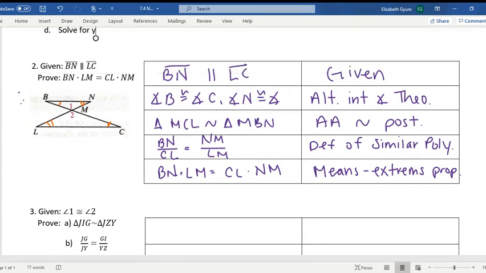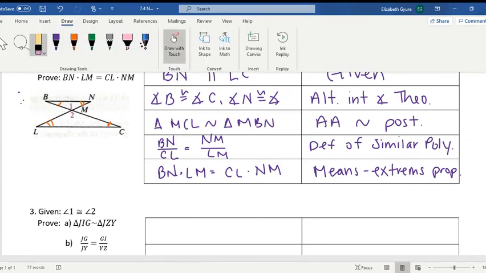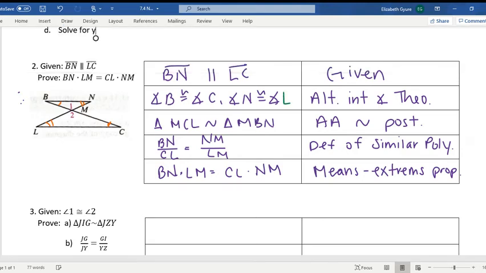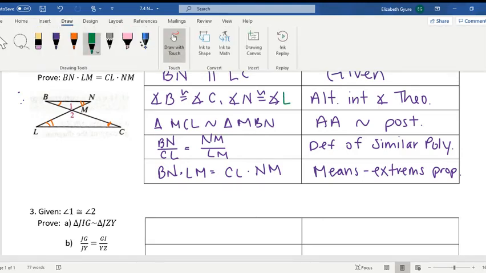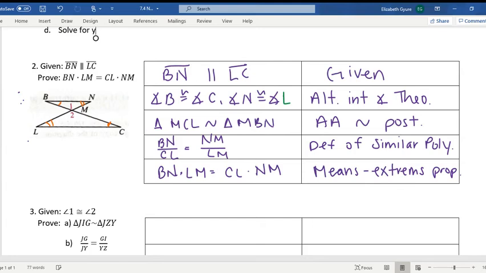Sorry, I just realized that for some reason I wrote a 7 instead of an L. Not sure why. There we go. Okay. So the second line should say angle B is congruent to angle C and angle N is congruent to angle L.